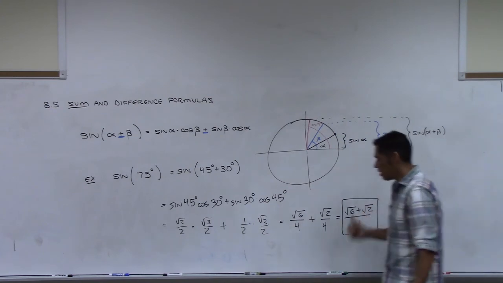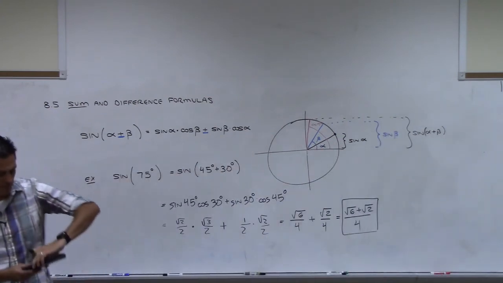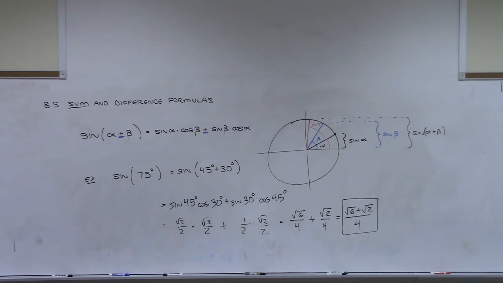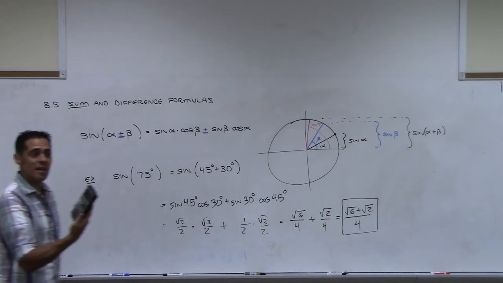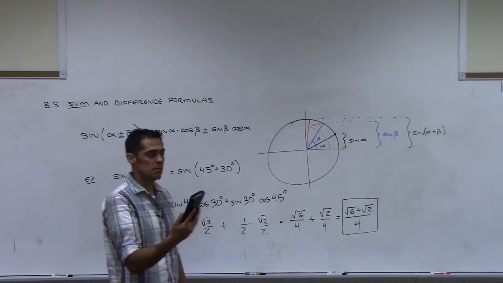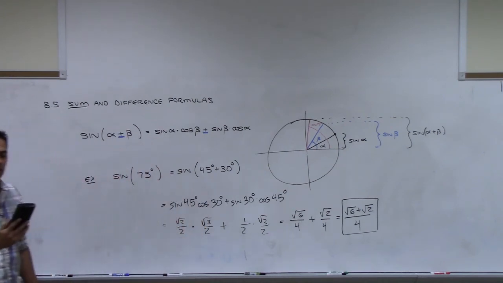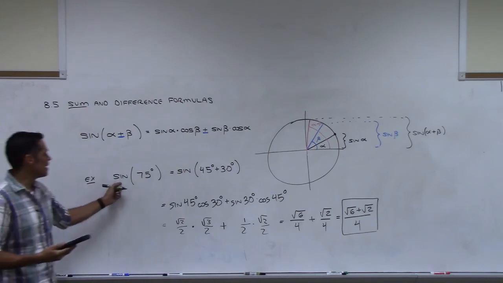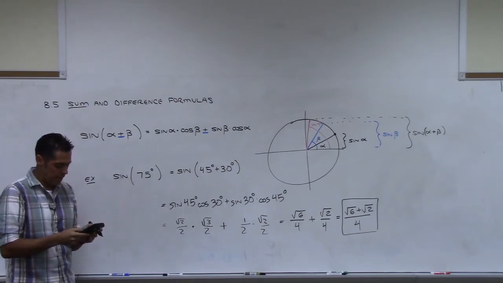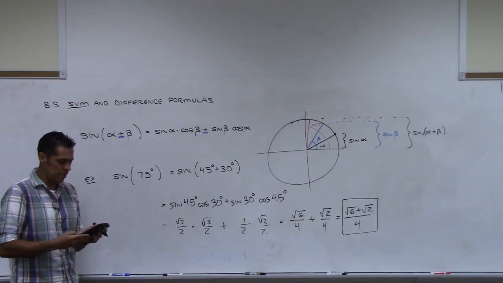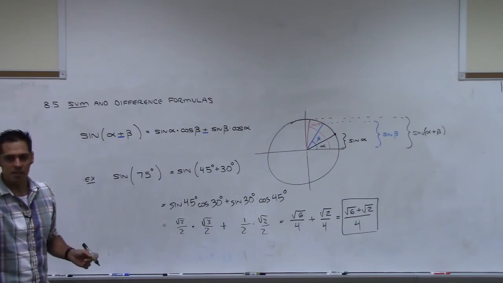Now, if you were to get that on your calculator, which I'll do real quick, I'm going to take root 6, and then add root 2, and then divide by 4. As a decimal, I get 0.96. If I had cheated and done sine of 75 degrees on my calculator, I get 0.965. I get the same exact answer. All right?